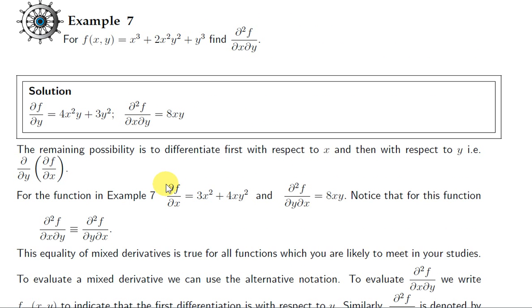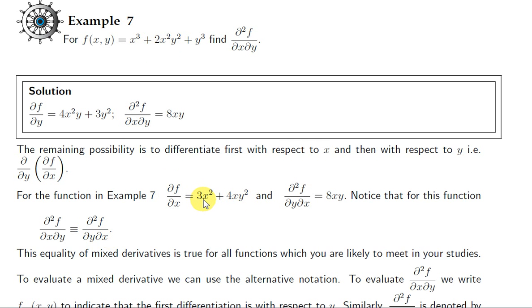In other words, what if we calculate this thing here? So we differentiate f with respect to x first of all. Well, let's do that. So we differentiate this with respect to x. Well, x cubed becomes 3x squared. When we differentiate this with respect to x, the y squared is treated as a constant, so we get 4xy squared. Now let's differentiate this with respect to y.